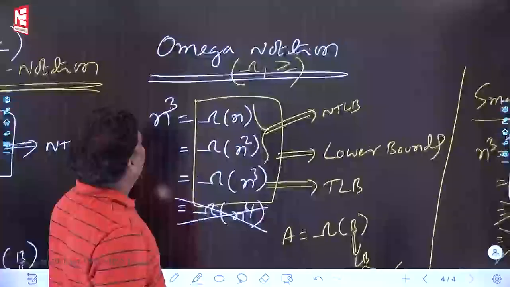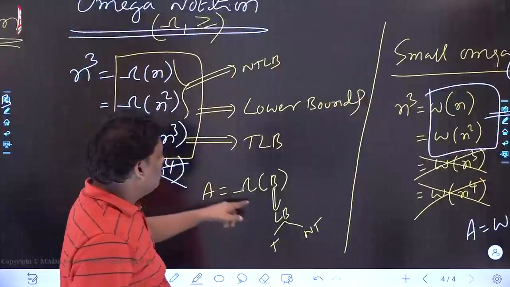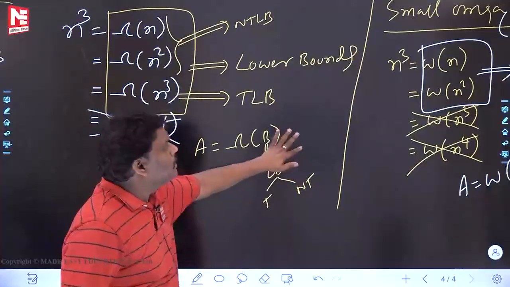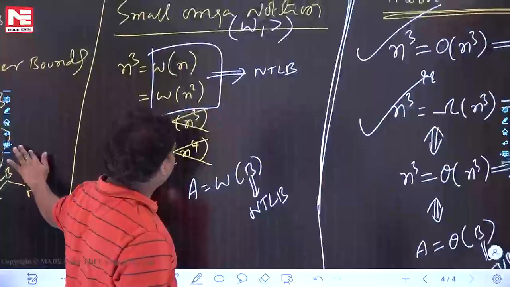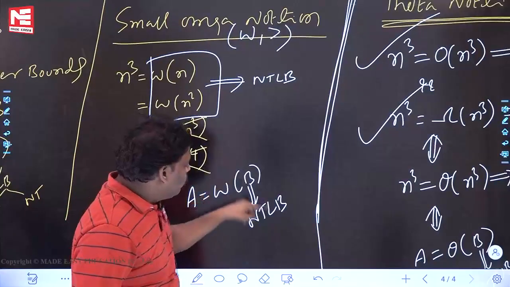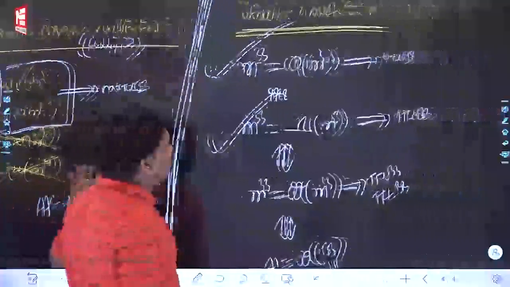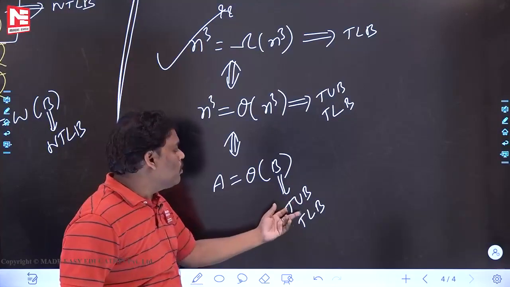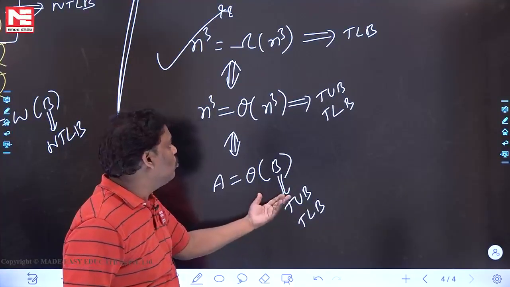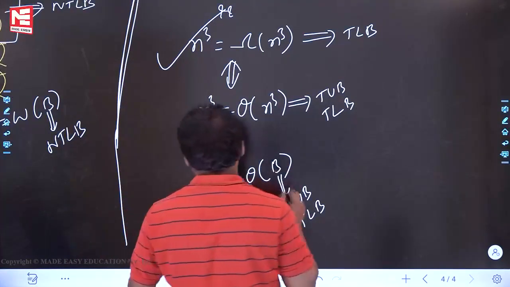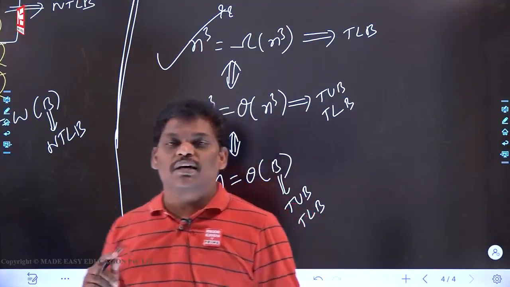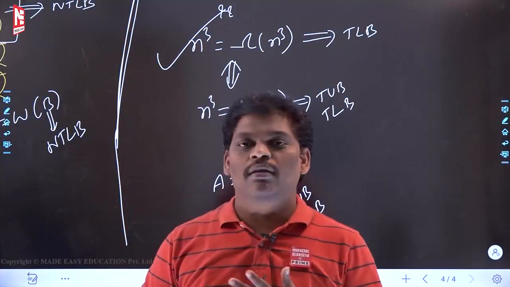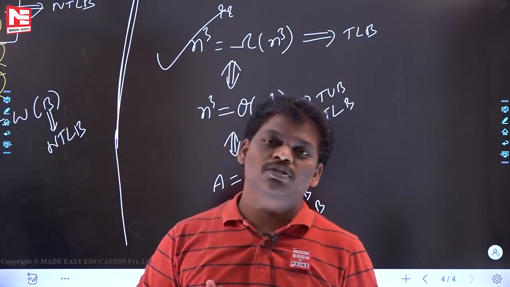Next one. What about omega notation? Right hand side, lower bound which may be tight, may not be tight. What about small omega notation? Lower bound which is not tight. What about theta notation? On the right hand side in theta notation, you will see both the tightest upper bound and the tightest lower bound. That is the purpose of theta. So, A is theta of B means that B is both the tightest upper bound and the tightest lower bound.